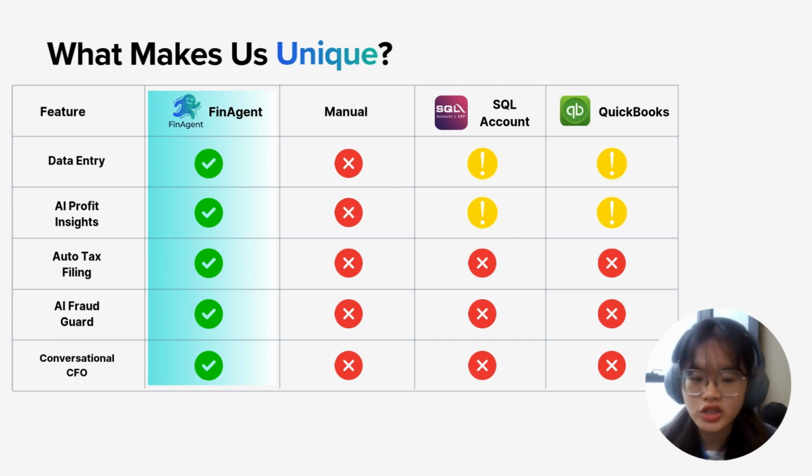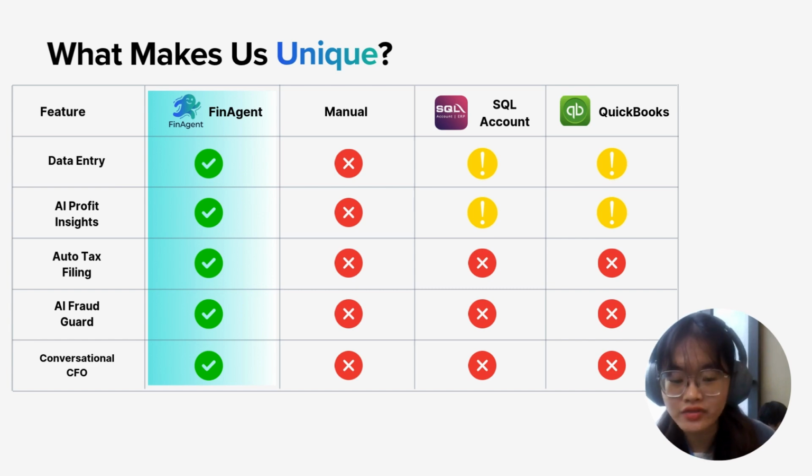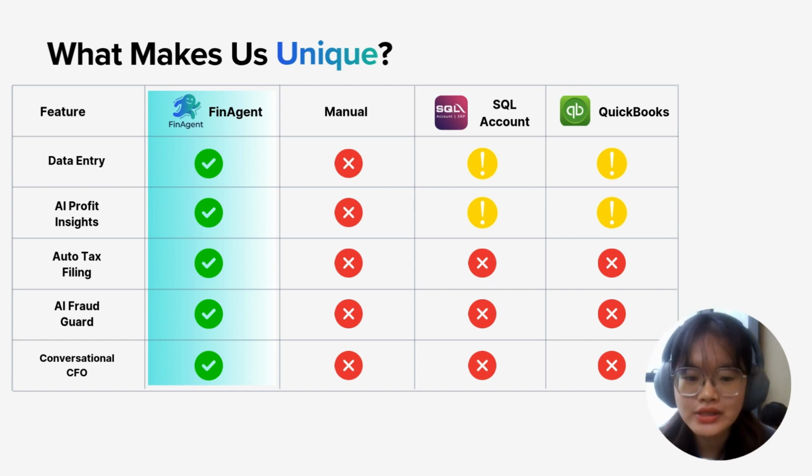Now compare that to FinAgent. Instead of typing data, it automatically extracts from receipts and bank statements. Instead of static reports, it generates AI profit insights that you can understand. Instead of manual tax work, it pre-fills Borang instantly. Instead of reacting too late, it proactively detects fraud and anomalies. And most importantly, it gives every SME a conversational CFO.